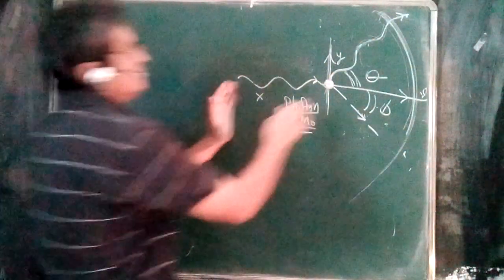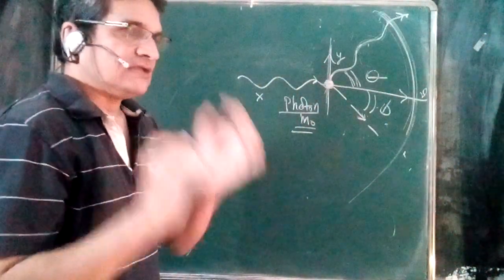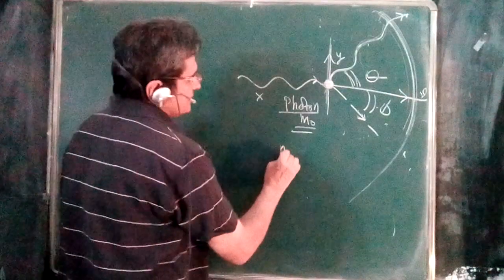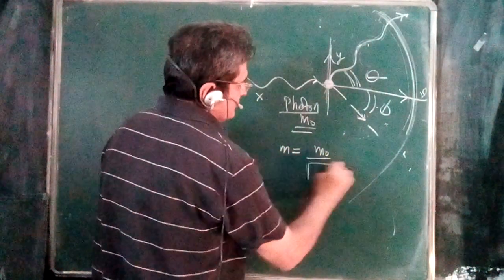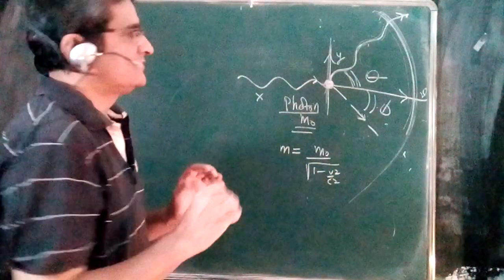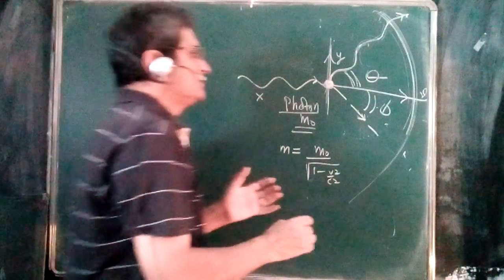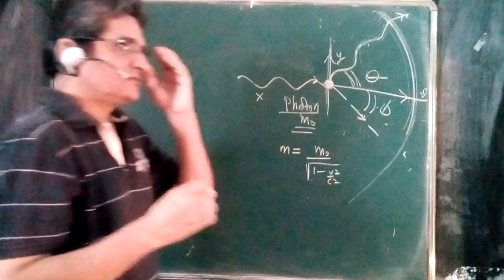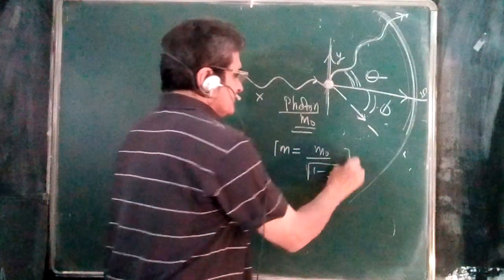Now, before I move further, we will have to recap a little bit of the relativity mechanics. We know that the mass of the particle is the rest mass divided by the square root of 1 minus v square upon c square when the speeds are comparable to the speed of light. Here the speed of the electron after colliding with the photon will be very high. It is comparable to the speed of light, so that is why we have to take the mass of the electron in terms of this relationship.